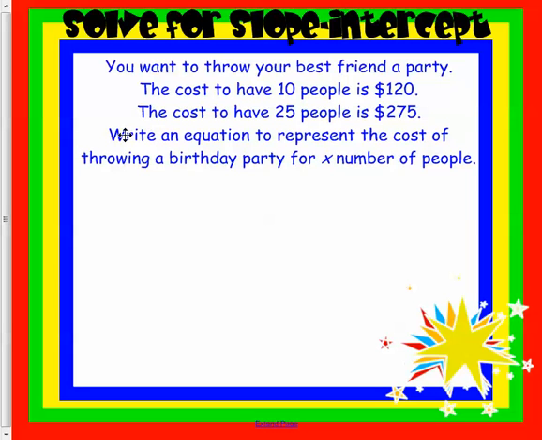You want to throw your best friend a party. The cost to have 10 people is $120. The cost to have 25 people is $275. Write an equation to represent the cost for X number of people. So these are your points. At 10 people, it costs $120. At 25 people, it costs $275. Find your slope and find your b. Ready, set, go. Pause the video and I'll be back in just a second to show you what I did.